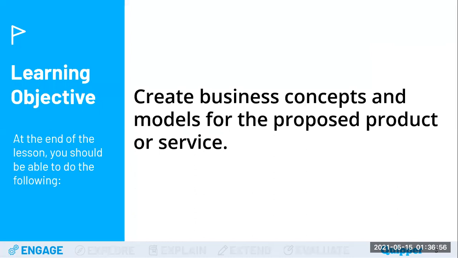So at the end of this discussion, we have the following learning objective. First, we should be able to create business concepts and we should be able to create models for the proposed product or service.